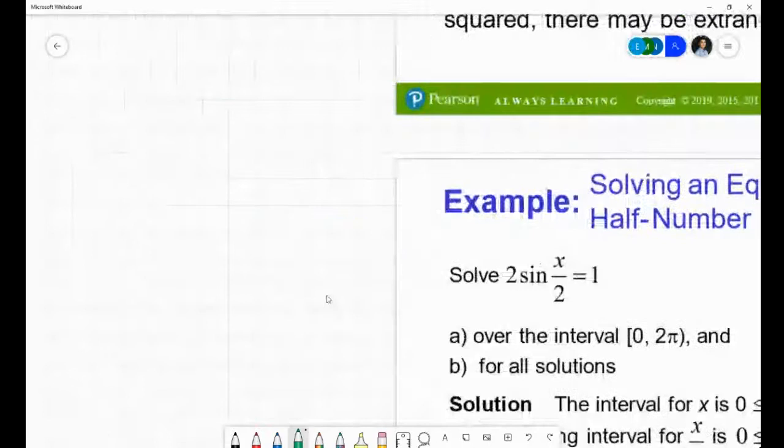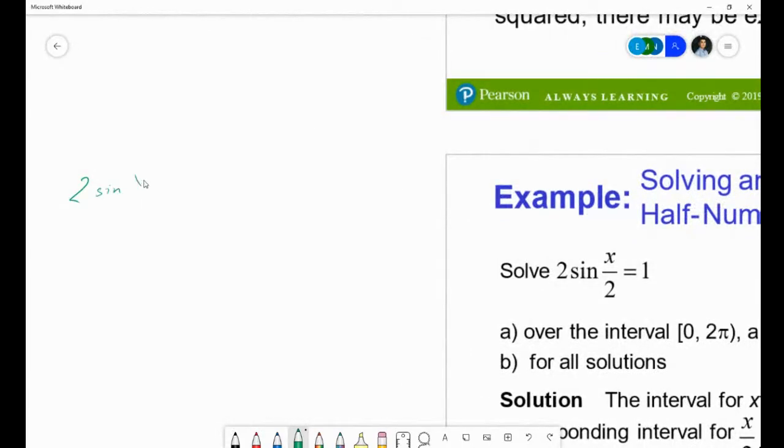Okay, let's solve 2 sine x over 2 equals 1. So I'll bring the 2 over. All right, so sine is equal to 1/2. So this is going to be in quadrant 1, since it's positive, and also quadrant 2. So now we're saying that x over 2 is equal to sine inverse of 1/2, and that is pi over 6. Reflect that over to quadrant 2, we have 5 pi over 6 plus 2 pi n.